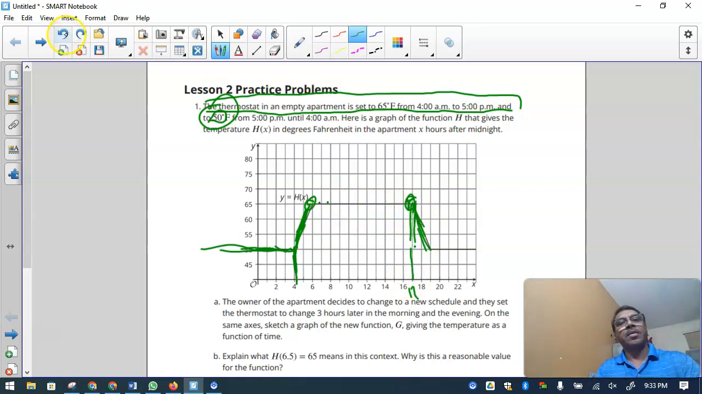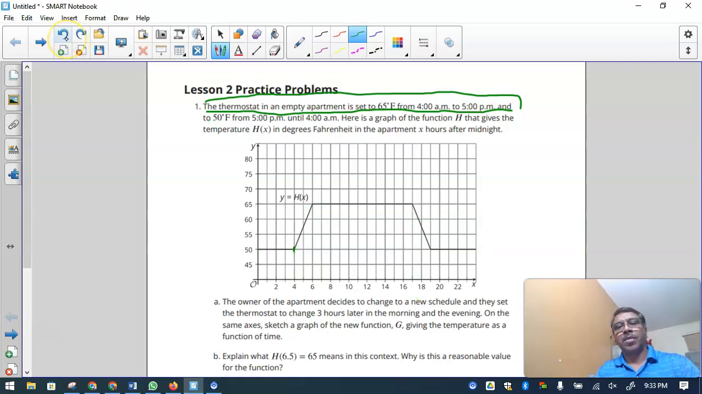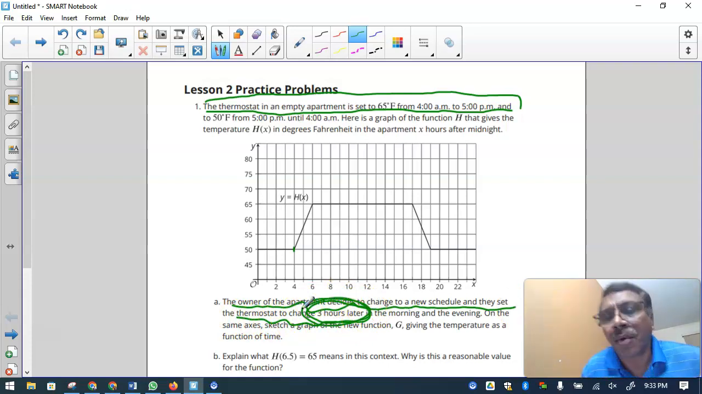Let's see, what is the question there? The owner of the apartment decides to change to a new schedule and they set the thermostat to change 3 hours later. This is the most important word, 3 hours later in the morning and evening. So that means the whole graph, this point will have to move 3 hours later.